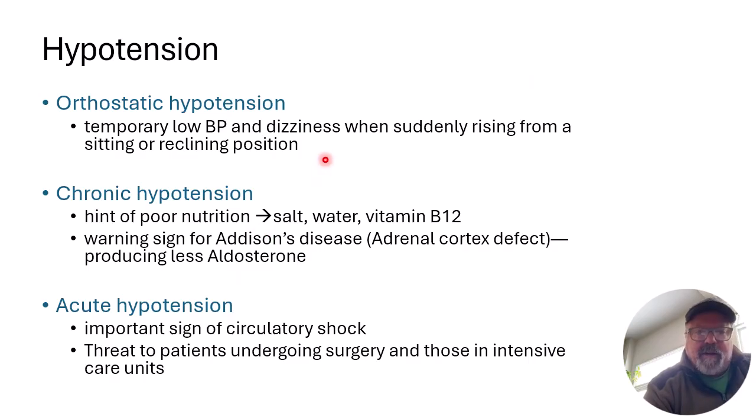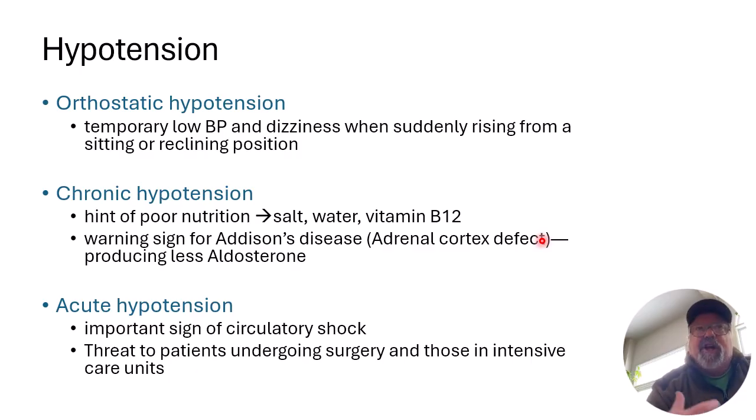Chronic hypotension can be associated with poor nutrition. Certainly salt and water, vitamin B12 are all key critical nutrients that contribute to blood volume and allow proper blood volume restoration for individuals. And so if someone is chronically hypotensive, one might look first at their nutrition, but it can also be a sign of adrenal cortex defects, as are seen in patients with Addison's disease. In adrenal cortex defects, these individuals are producing less aldosterone, and therefore their blood volumes are lower, and they have a chronic hypotensive condition.